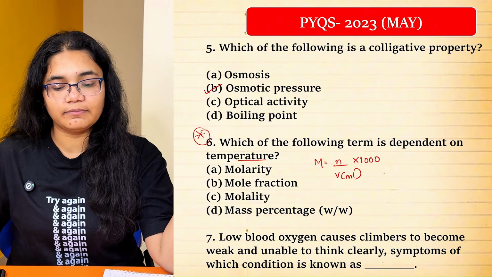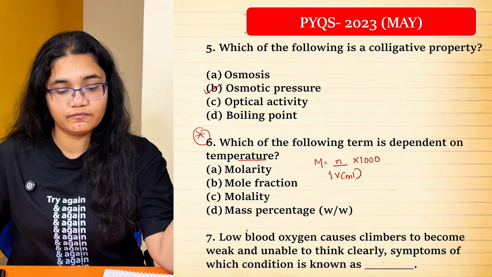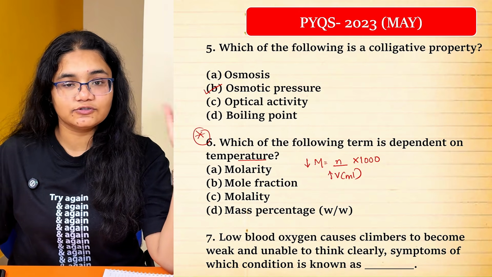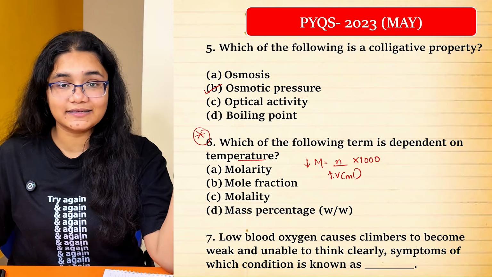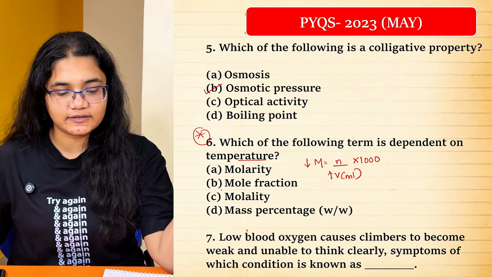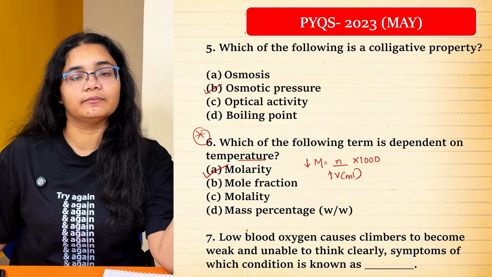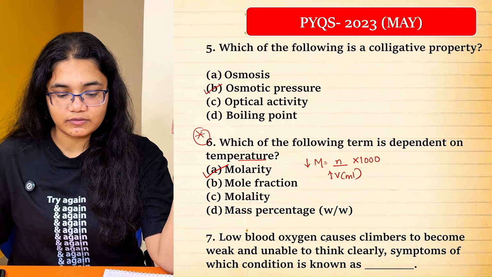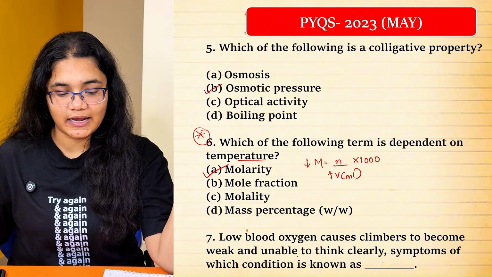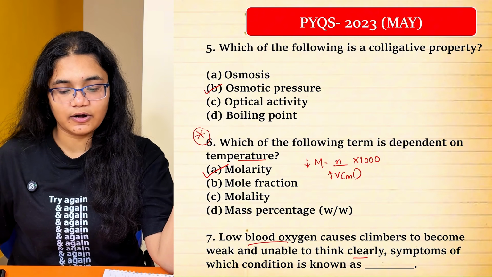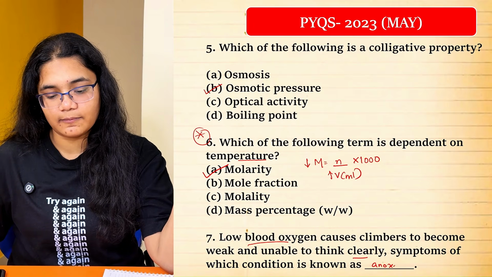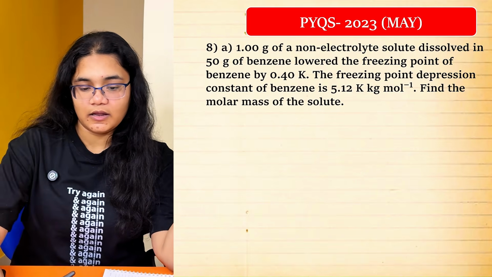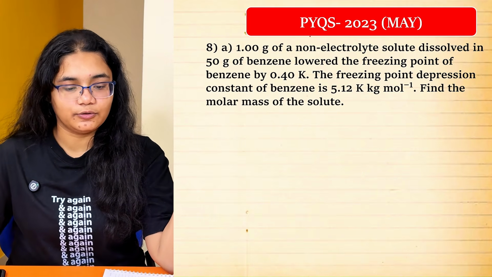Now when the temperature changes, if temperature increases, volume will also increase and molarity will decrease. So we can say that molarity is dependent on temperature. That is why the correct answer here will be option A. Next, low blood oxygen causes climbers to become weak and unable to think clearly, symptoms of which are known as. It is the condition of anoxia. Now let's move to a numerical question.